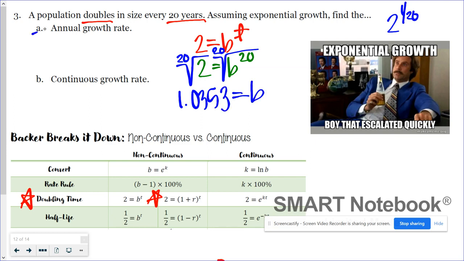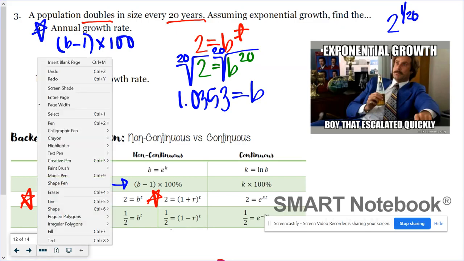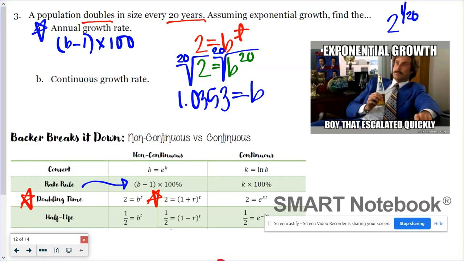Now my annual growth rate is dependent on b, because if you look at the table for the rate rule for a non-continuous function, it's b minus 1 times 100. That's how I find the annual growth rate. I now know what b is. So if I go 1.0353 minus 1 and multiply that by 100, I'm going to get 3.53% for my annual growth rate.